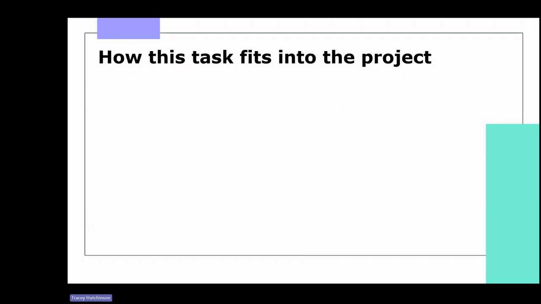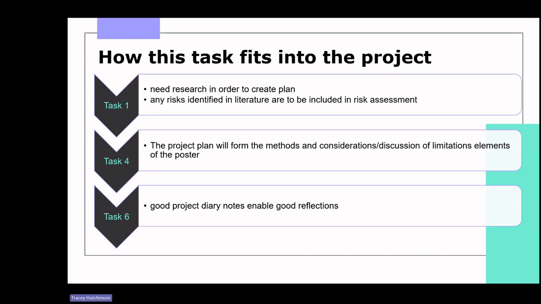Understanding how Task 1 fits into the project is essential. So for Task 1, this research will be the foundation for creating the student's project plan. Importantly, any risks the students identify in literature must be included in the risk assessment. Task 2 sets the stage for the project's risk management.